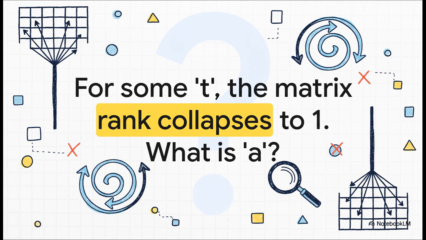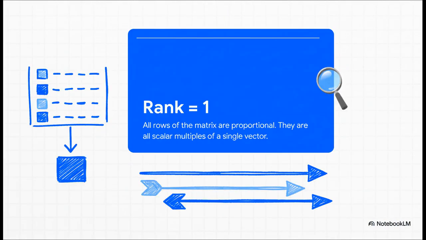We've been told that for some specific value of T, this matrix has a massive structural failure. Its rank collapses all the way down to 1. Our first job is to use this clue to figure out the hidden value of A that even makes this kind of collapse possible. So what does a rank of 1 actually mean for a matrix?